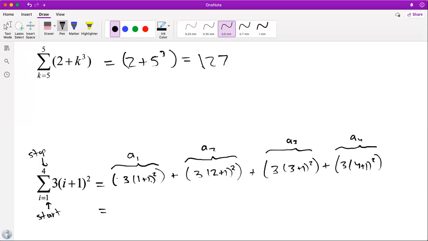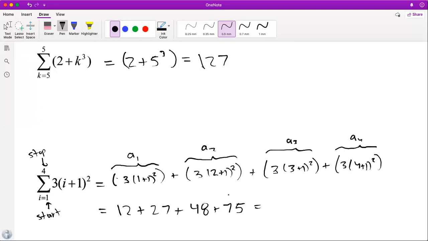So let's see, 1 plus 1 is 2. 2 squared is 4. 3 times 4 is 12. 2 plus 1 is 3. Squared is 9. Times 3 is 27. This is 4 squared, which is 16, times 3 is 48. And then 5 squared is 25. Times 3 is 75.